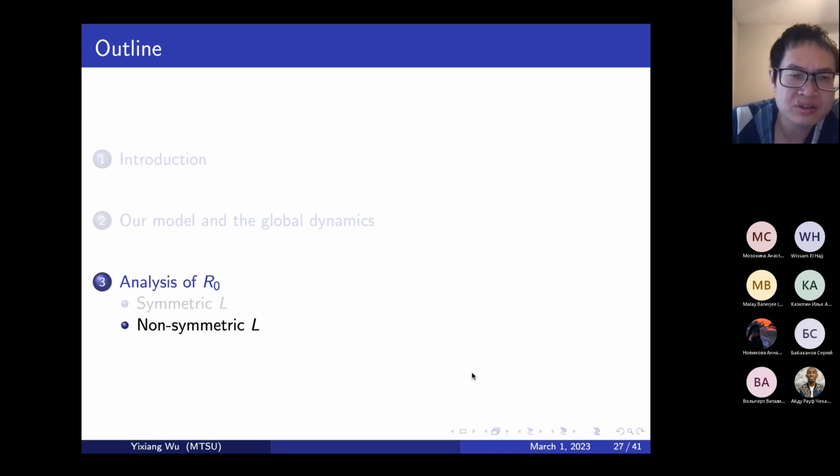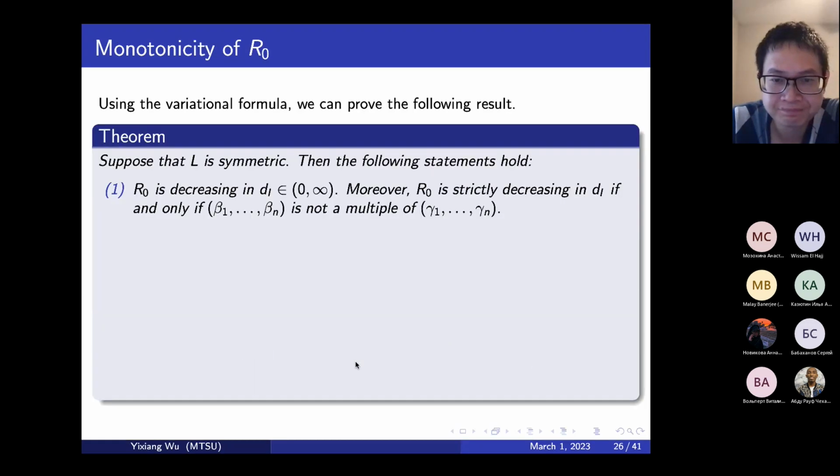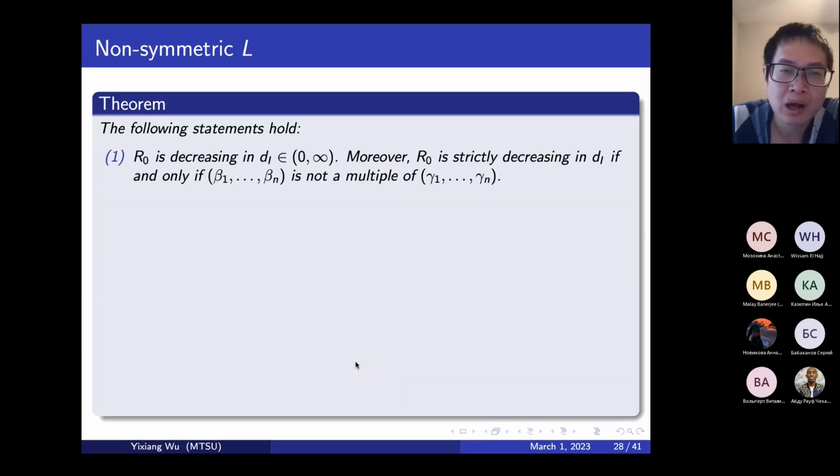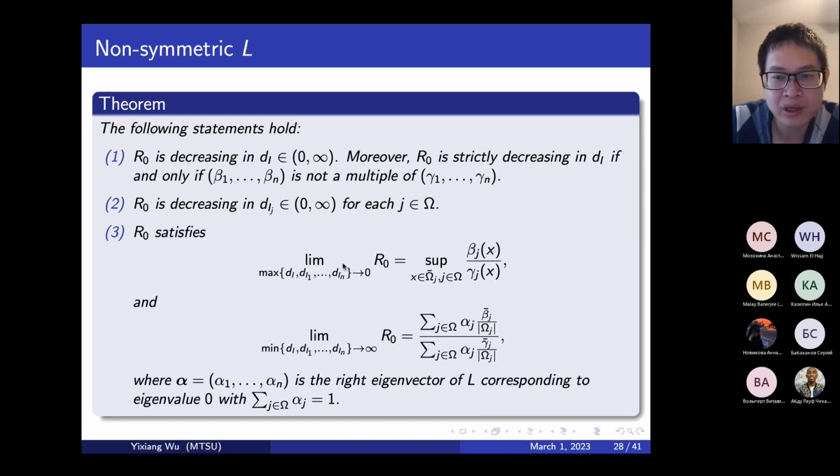All right, now we consider the case when L is not symmetric. Of course, we don't have this kind of nice variational characterization of R0. However, we are still able to show that R0 is decreasing in Di and is strictly decreasing in Di if beta is not a multiple of gamma. And R0 is decreasing in Dij. We can also compute the limits of R0 when the movement rates approach 0 or approach infinity.